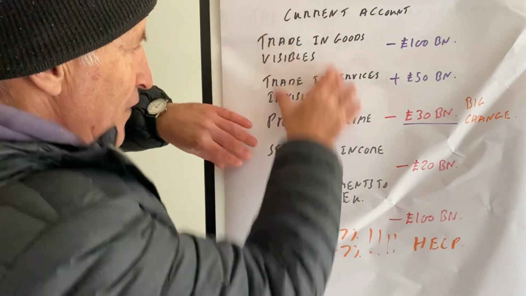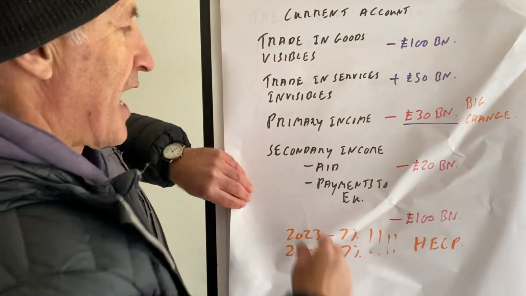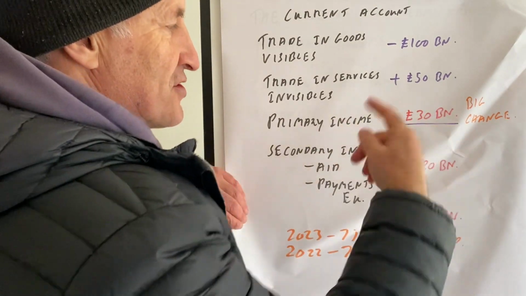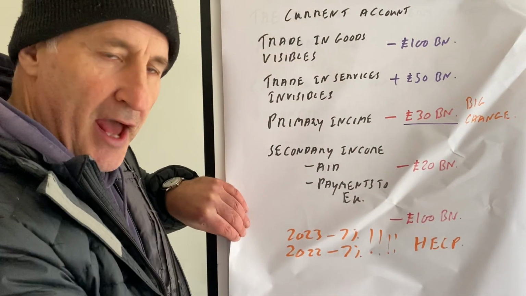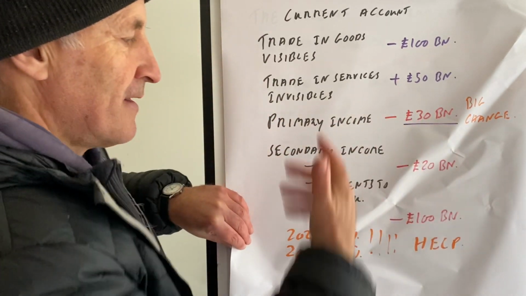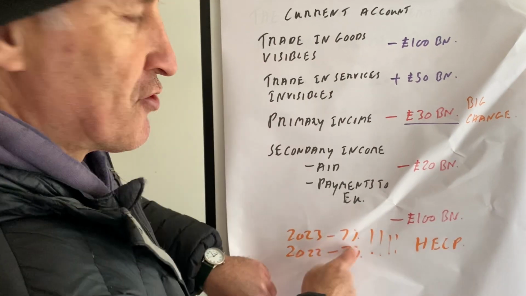That's roughly it. The 4 variables: visibles, invisibles, primary income, secondary income. Okay, primary income is minus 30 billion quid. Remember, interest, profits and dividends. We've got loads of FDI now into the UK, which is a really good thing, but the profits will go back to those firms abroad. And this is why we now have a trade deficit of 6% of GDP. Sorry, that is incorrect. 6%.